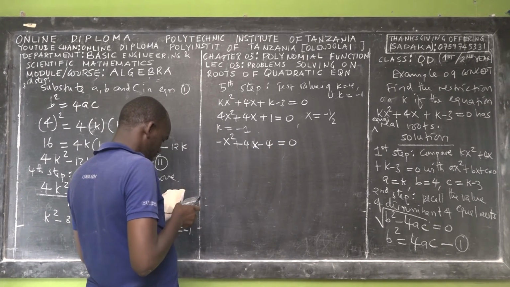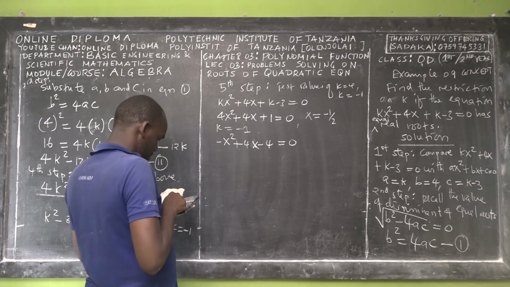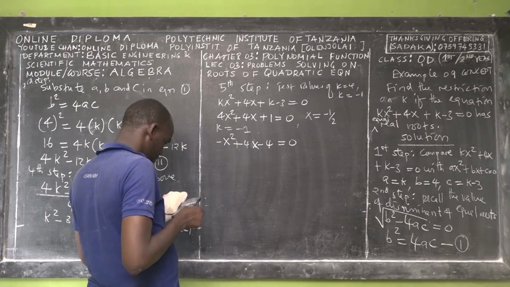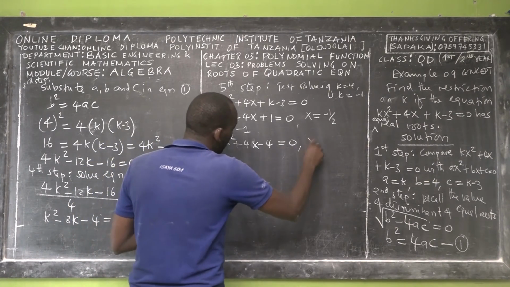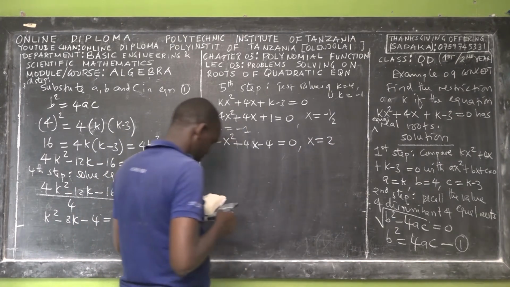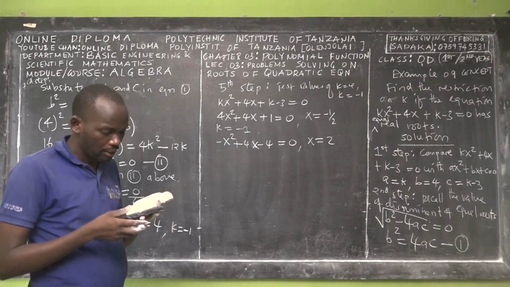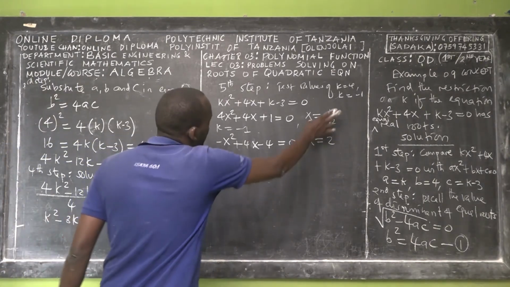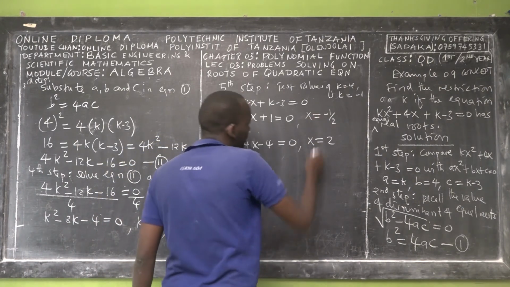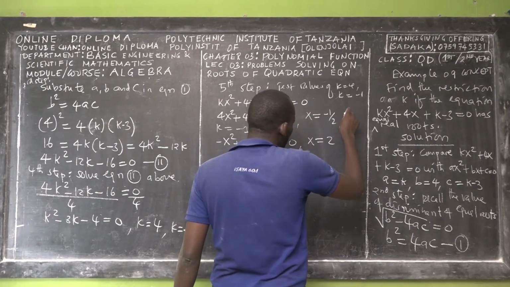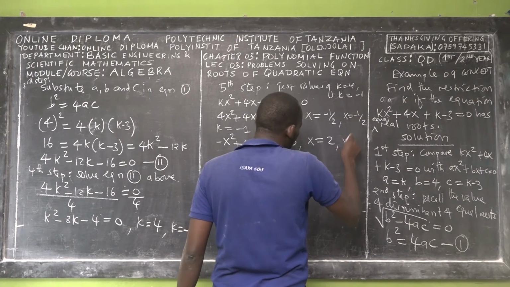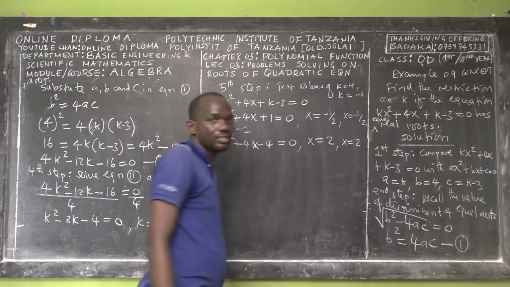This is -1, then it is 4, then it is -4. So the value of x is equal to 2. Okay? So equal roots. The first value is x is equal to 2, the second one is x is equal to 2.